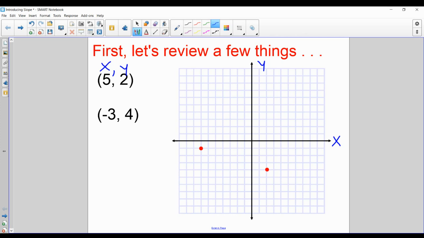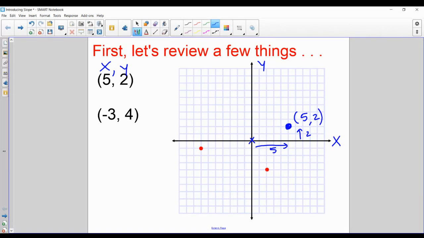So if I'm plotting the point 5, 2, I'm going to start at the origin. I'm going to go to the right 5 in the X direction, and then I'm going to go 2 in the Y direction. So my point would be right here. So I've gone 5 this way and 2 that way. So this point is 5, 2.